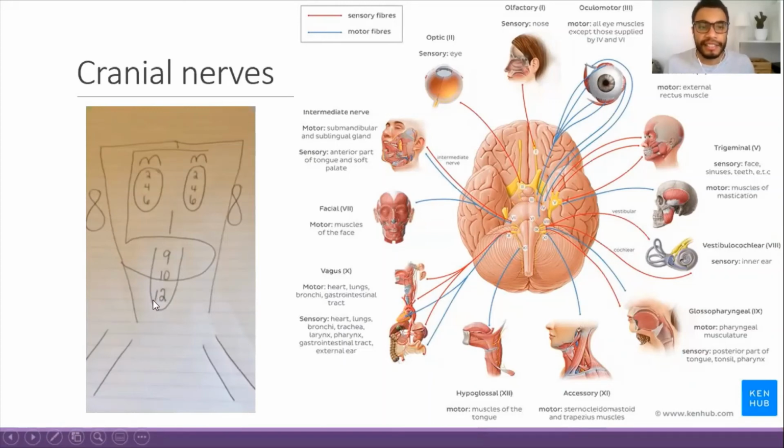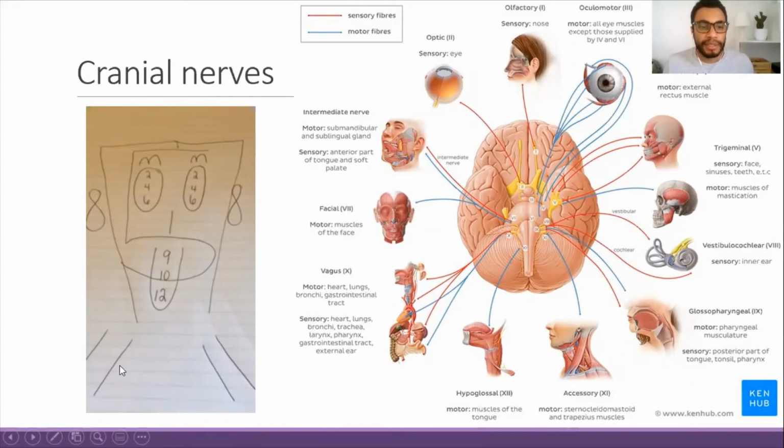And then finally in the tongue, we have 12. The 12th pair of nerves is the hypoglossal. The hypoglossal is only motor. The name means that it's located under the tongue. So it controls the movements of the tongue.